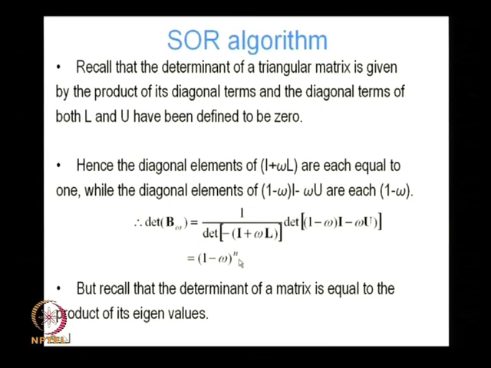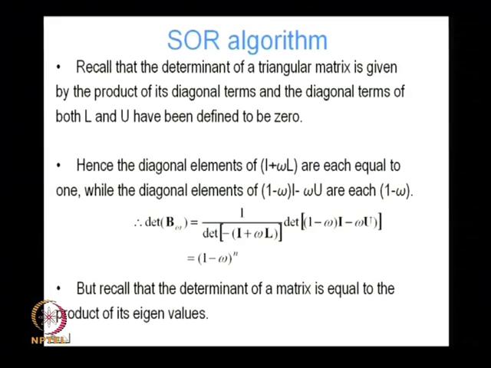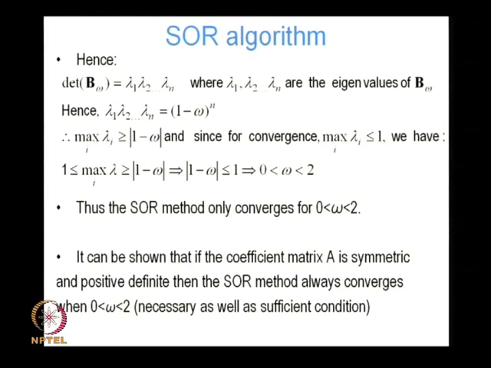But let us take a step back and recall that the determinant of a matrix is equal to the product of its eigenvalues. We have seen that before. Therefore, we have the determinant of B_omega, which is equal to (1 minus omega) to the power n, must be equal to lambda 1, lambda 2 through lambda n, where lambda 1, lambda 2 through lambda n are the eigenvalues of B_omega.